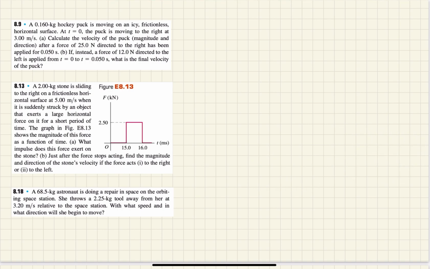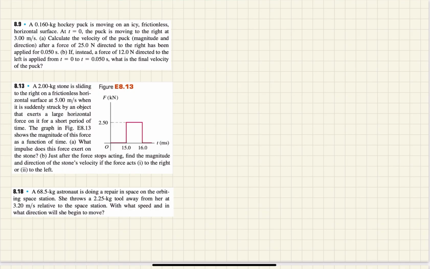All right, third problem here. You've got an astronaut doing repair on the space station. She throws a 2.25 kilogram tool away from her at 3.2 meters per second relative to the space station. With what speed and in what direction will she begin to move?